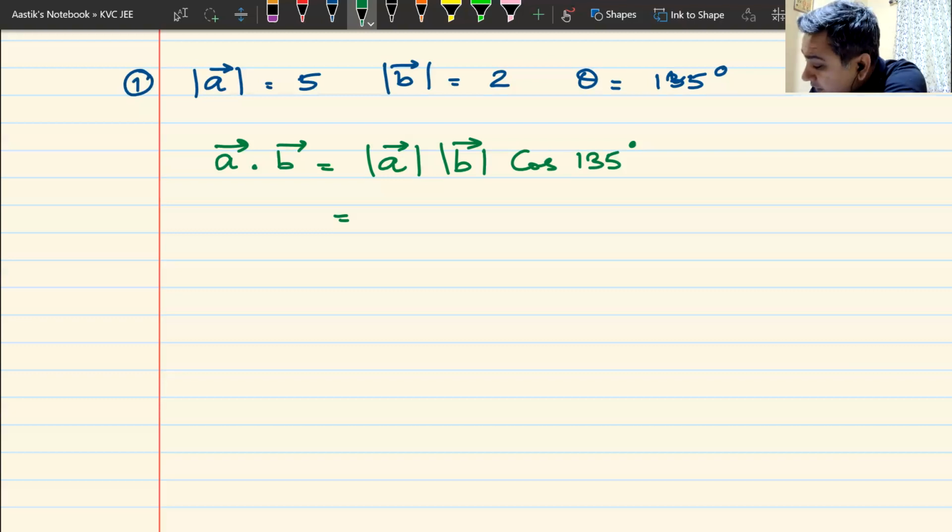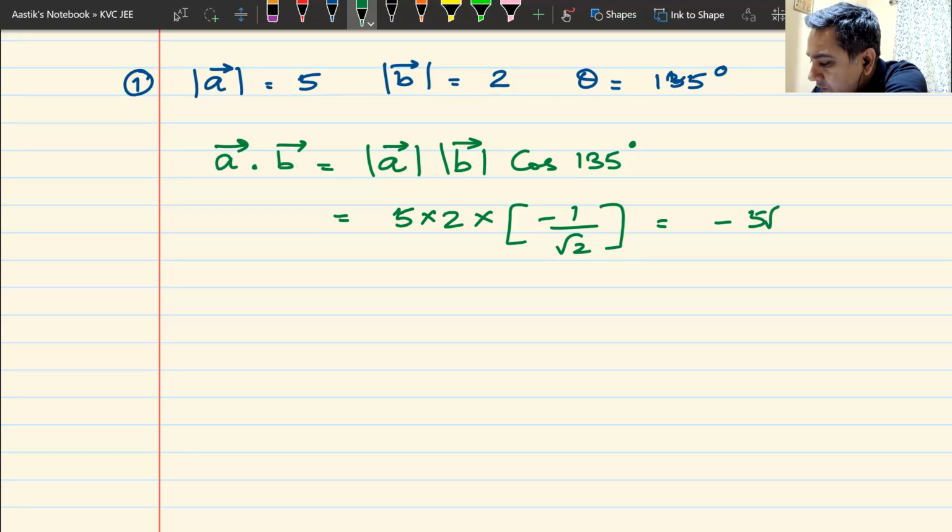So the magnitude of vector A is 5 units. I write 5 multiplied by magnitude of vector B, which is 2, multiplied by cos of 135, which is minus 1 by root 2. So I put the values and my answer becomes minus 5 root 2. It is coming as negative. Why is it coming as negative? Because the angle is obtuse. That was question number 1.